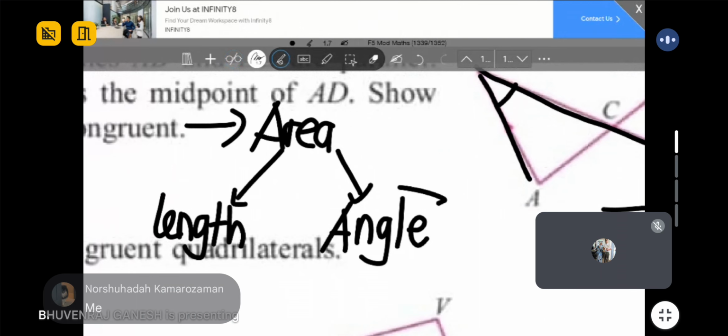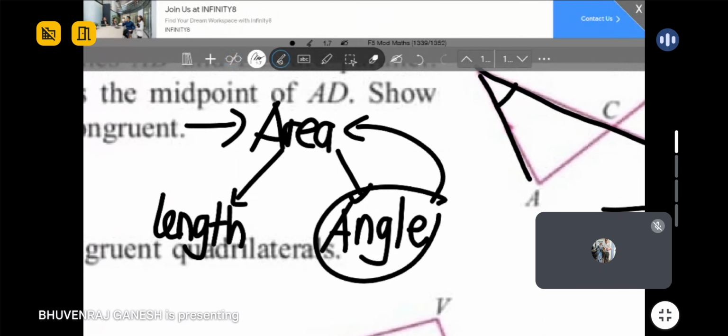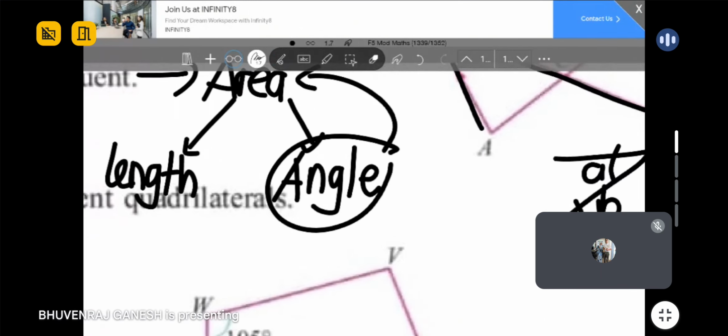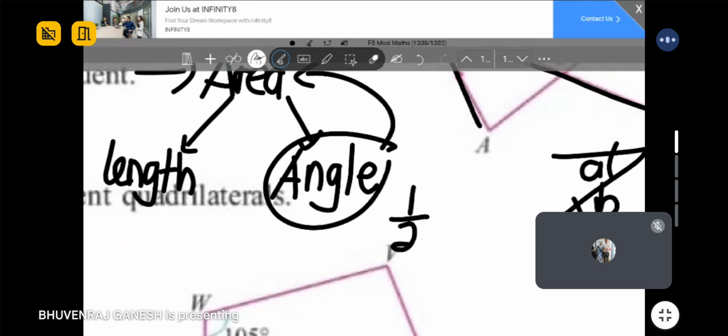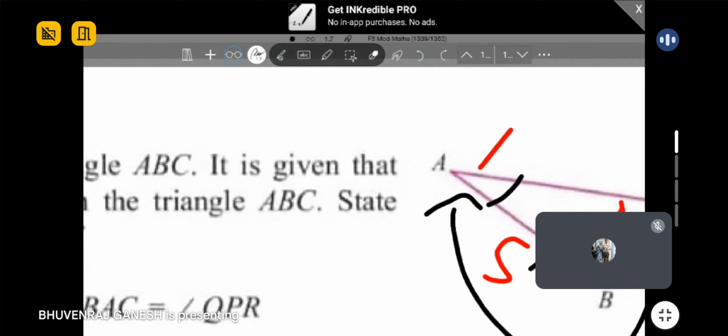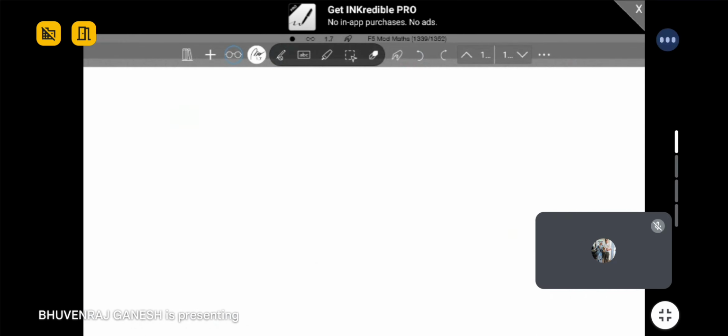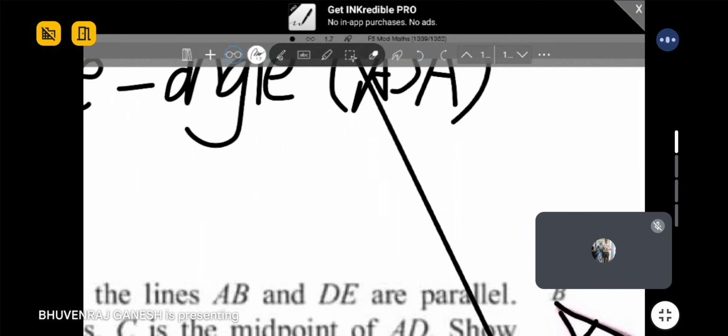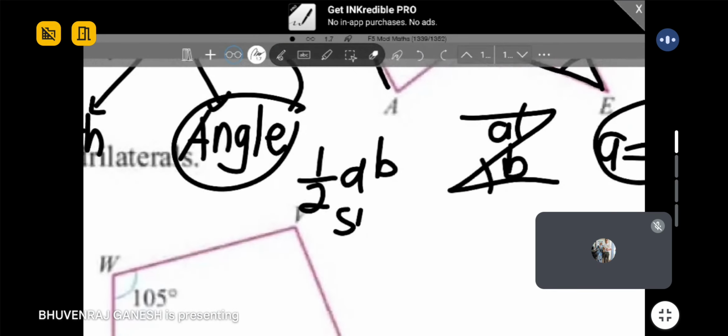Okay, guys, so why did I say angle will influence the area? Guys, do you remember this formula, for those who take Additional Maths? For those who only take Mathematics, don't worry too much. You don't need to know this, because it's not in the syllabus for Mathematics. So, I will just explain this one.